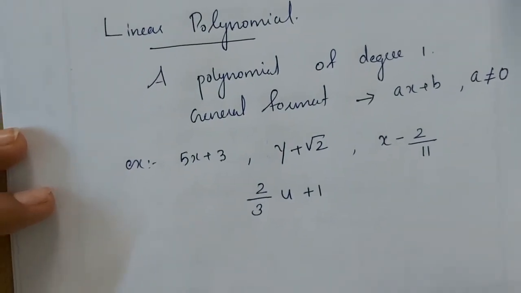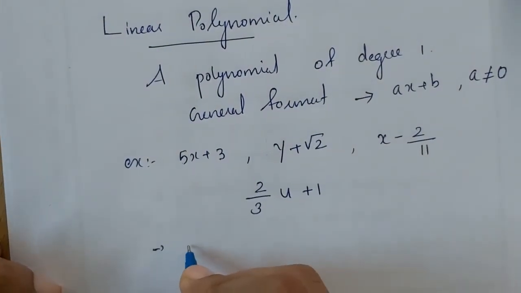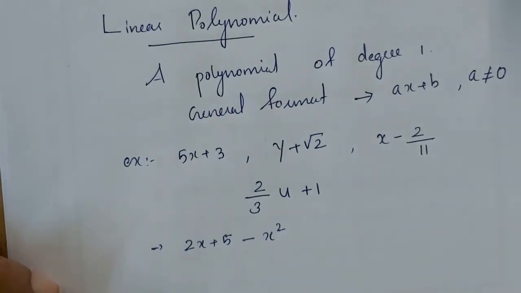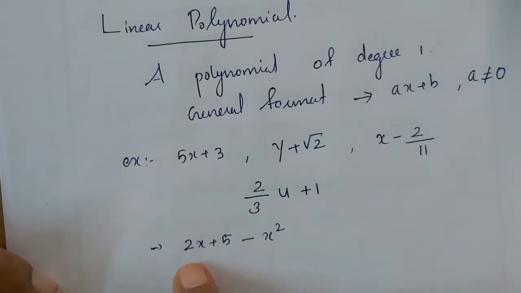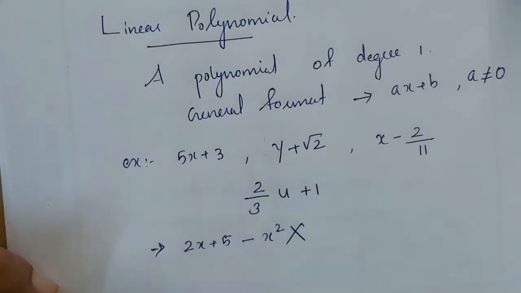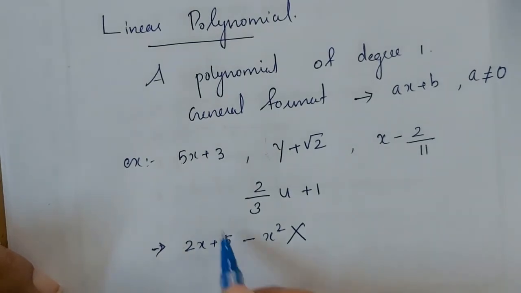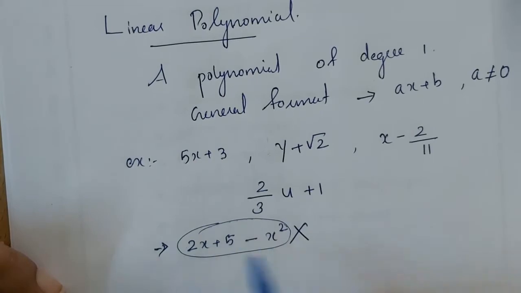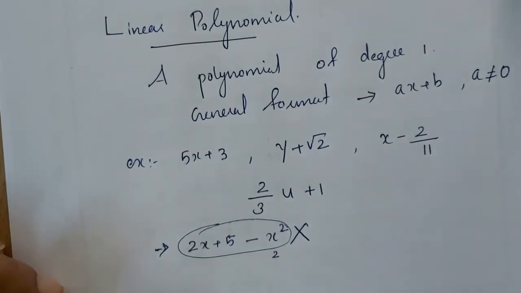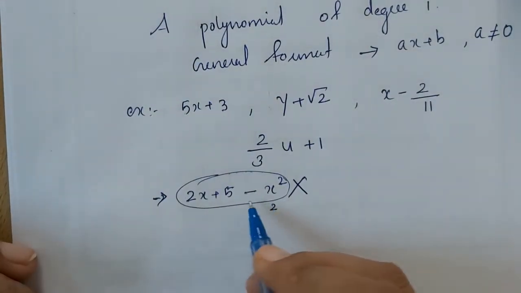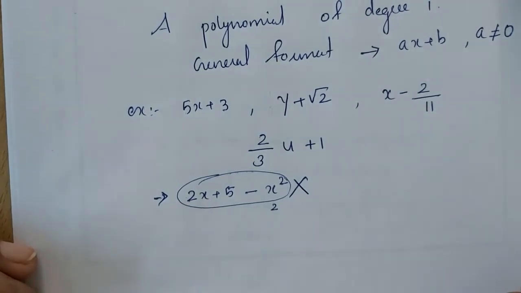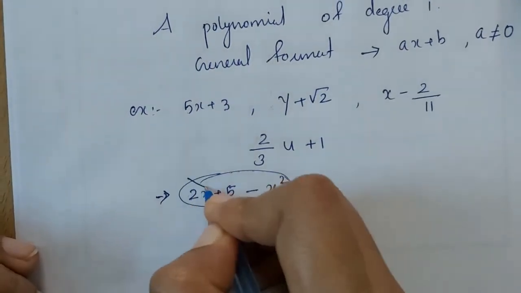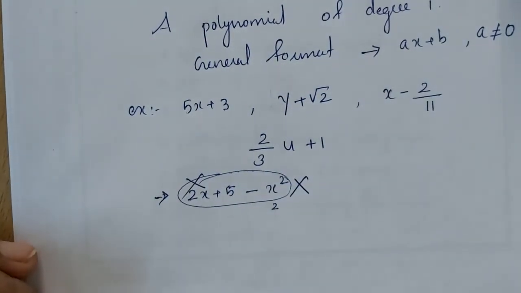Okay. Consider an example, 2x plus 5 minus x square. Is this a linear polynomial? No. This is not a linear polynomial. The highest degree of this polynomial is 2. So we can say it is a polynomial in another category, which is not a linear polynomial because the highest power is 2.